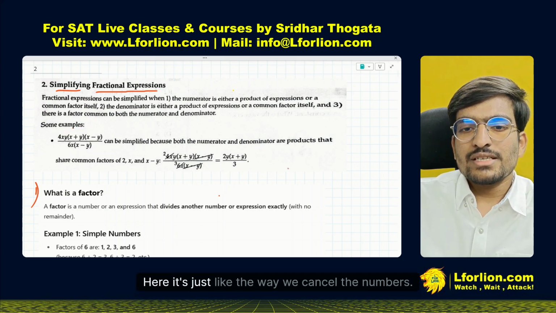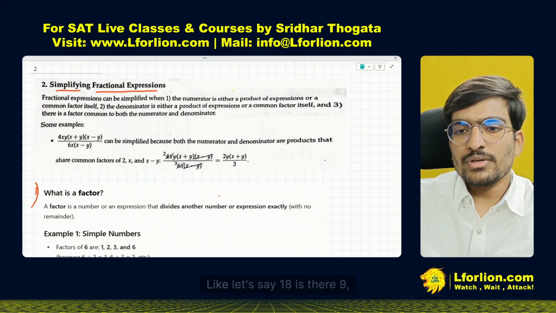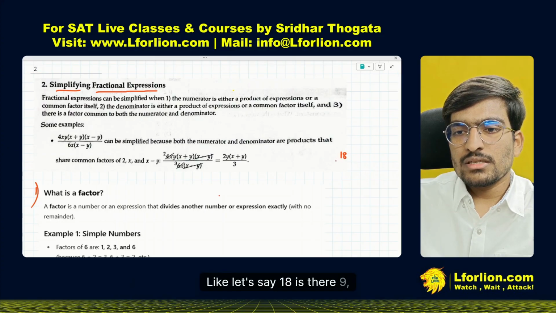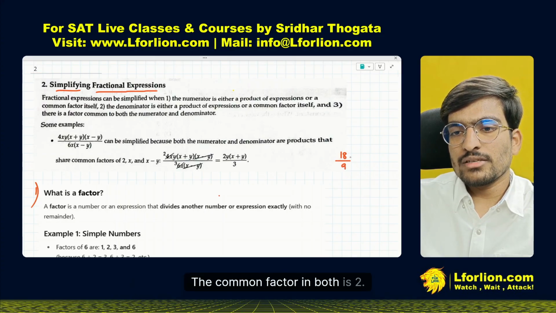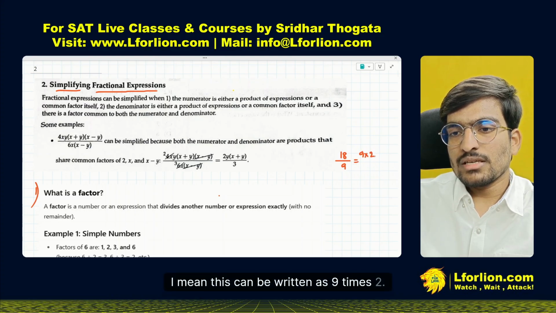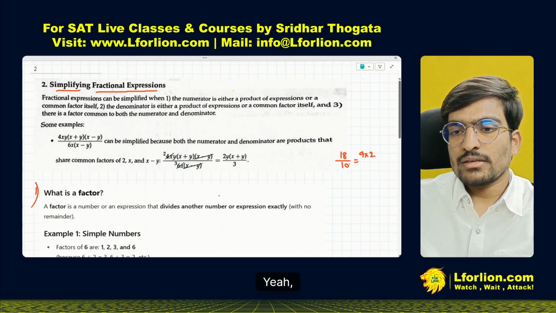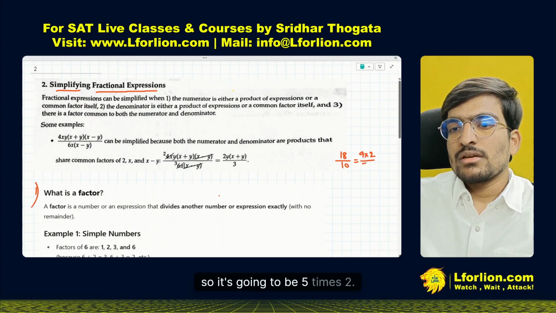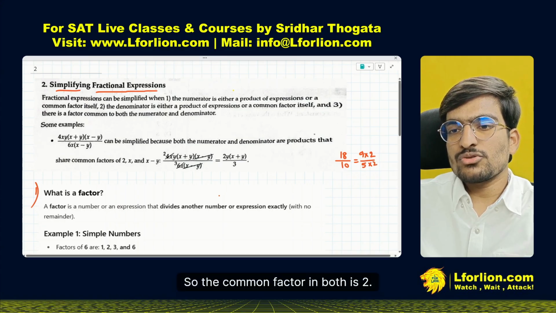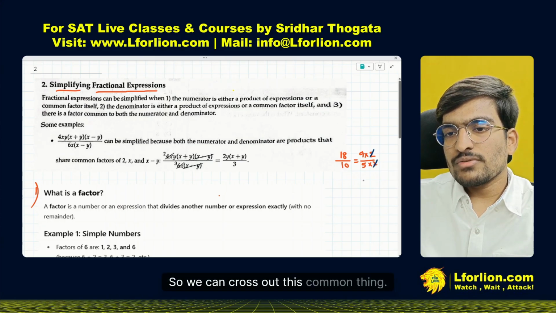Here it's just like the way we cancel the numbers. Like let's say 18 is there, and 10 is there. The common factor in both is 2. I mean, this can be written as 9 times 2, and 10 is 5 times 2. So the common factor in both is 2. So we can cross out this common thing.